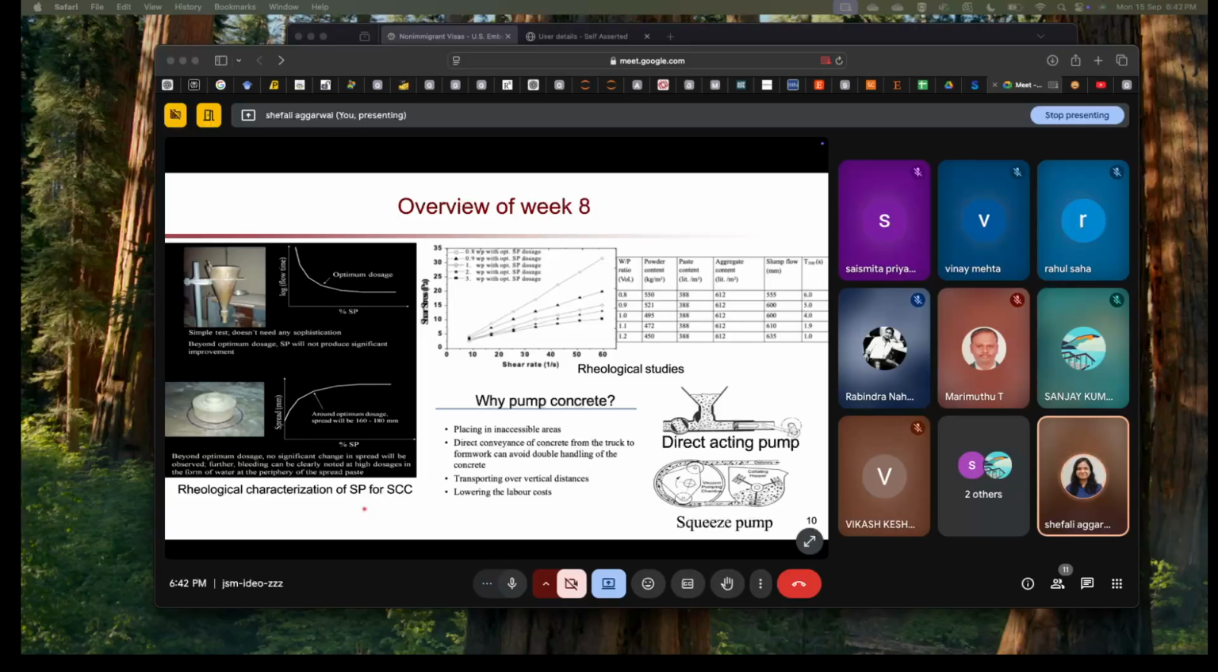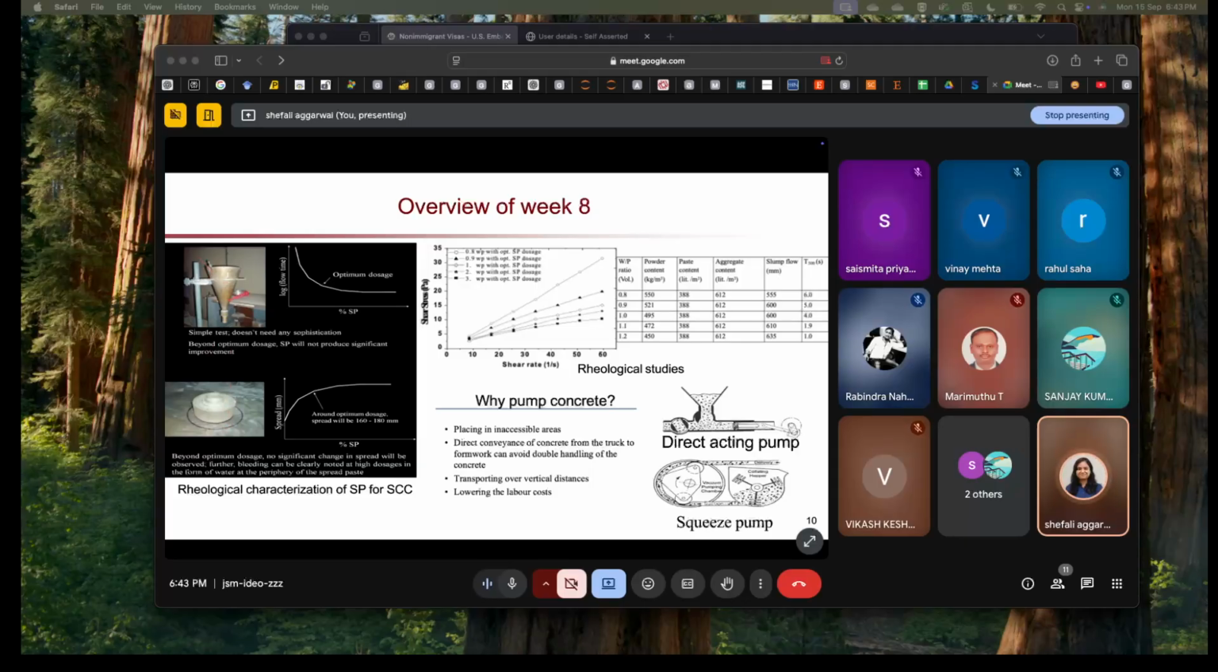The other thing is, we are all studying about rheology, right? So if we are adding superplasticizer in our concrete, how will we check the rheological characterization of the superplasticizer? For that we are doing two types of testing. This is your Marsh cone test and this is your mini slump test.